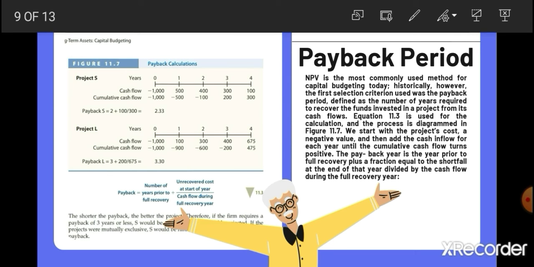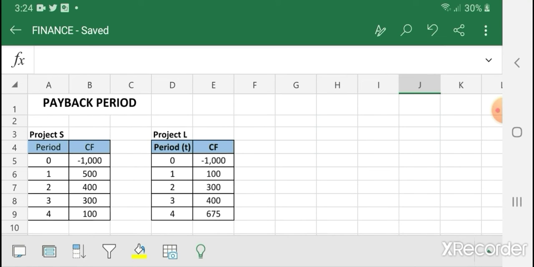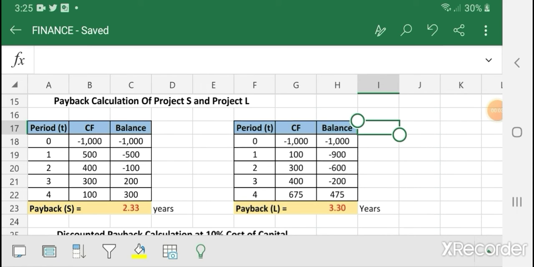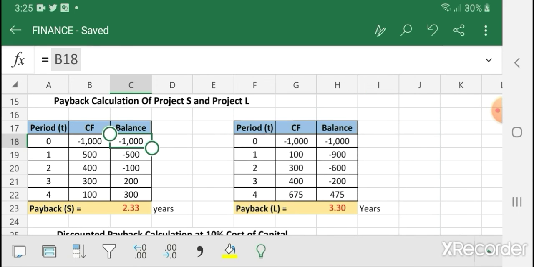cash flow per year. We're just going to calculate the running balance at each year for both projects. So we're just going to equal this, because that's what we're starting out with. So this will be C18 equals C18 plus B19. After that, we're just going to look at what year we started getting a positive cash flow.